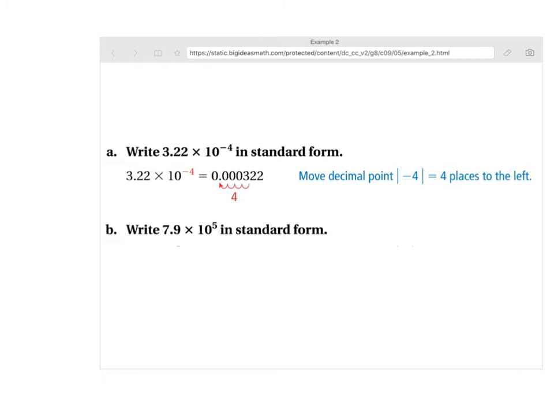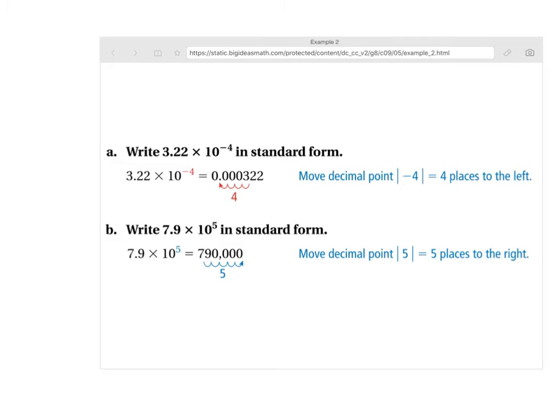You see where it's at, and move it to the right 5 times. So that past the 9 would be 1, and then 4 more zeros. So 790,000. Okay? So positive exponent, we went to the right. Negative exponent, we went to the left. You just need to memorize that. But make sure you have it in your journal in case you forget.